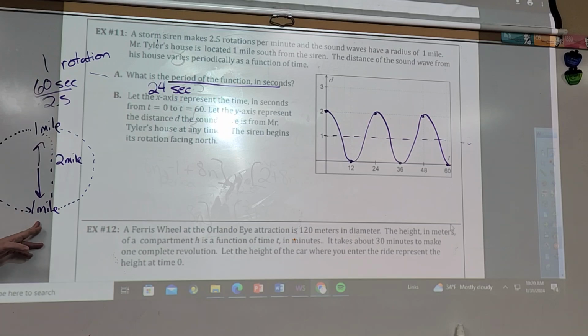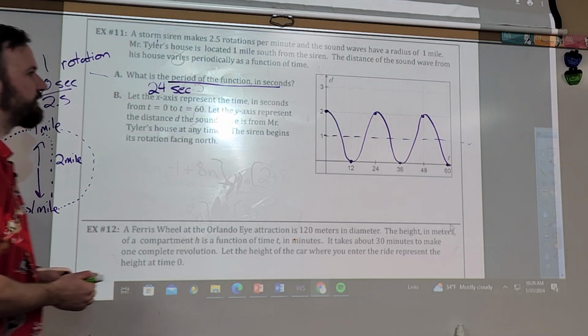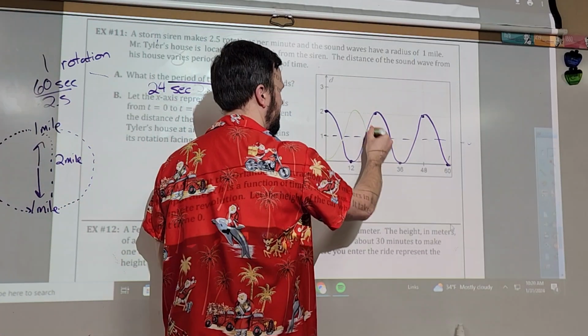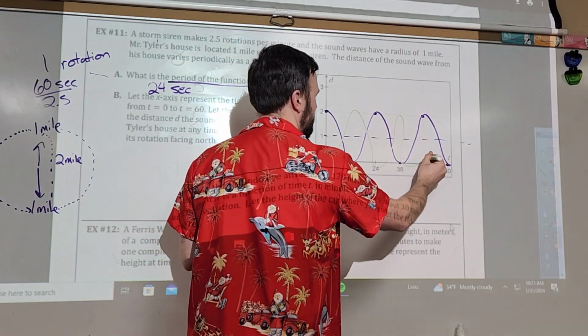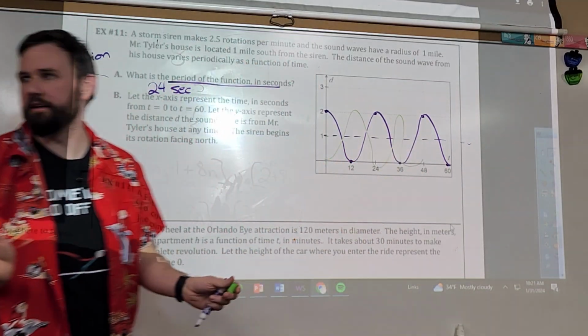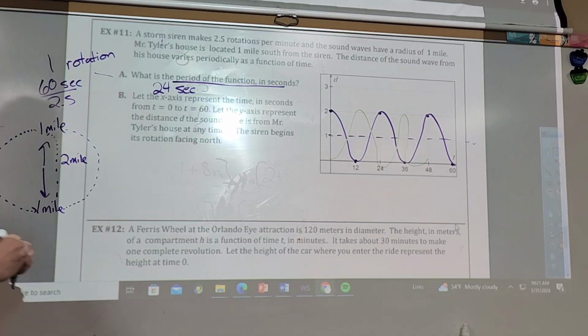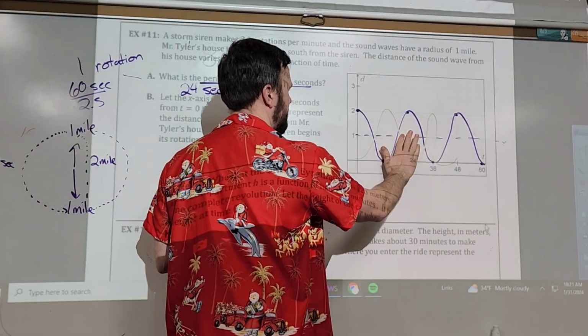Could I have started at 0 and done the same graph? Yeah, you could have. So be careful when you're grading yourself on these. If yours would have been like this, whatever. It's fine. You know what I mean? Like, don't graph it better than that.